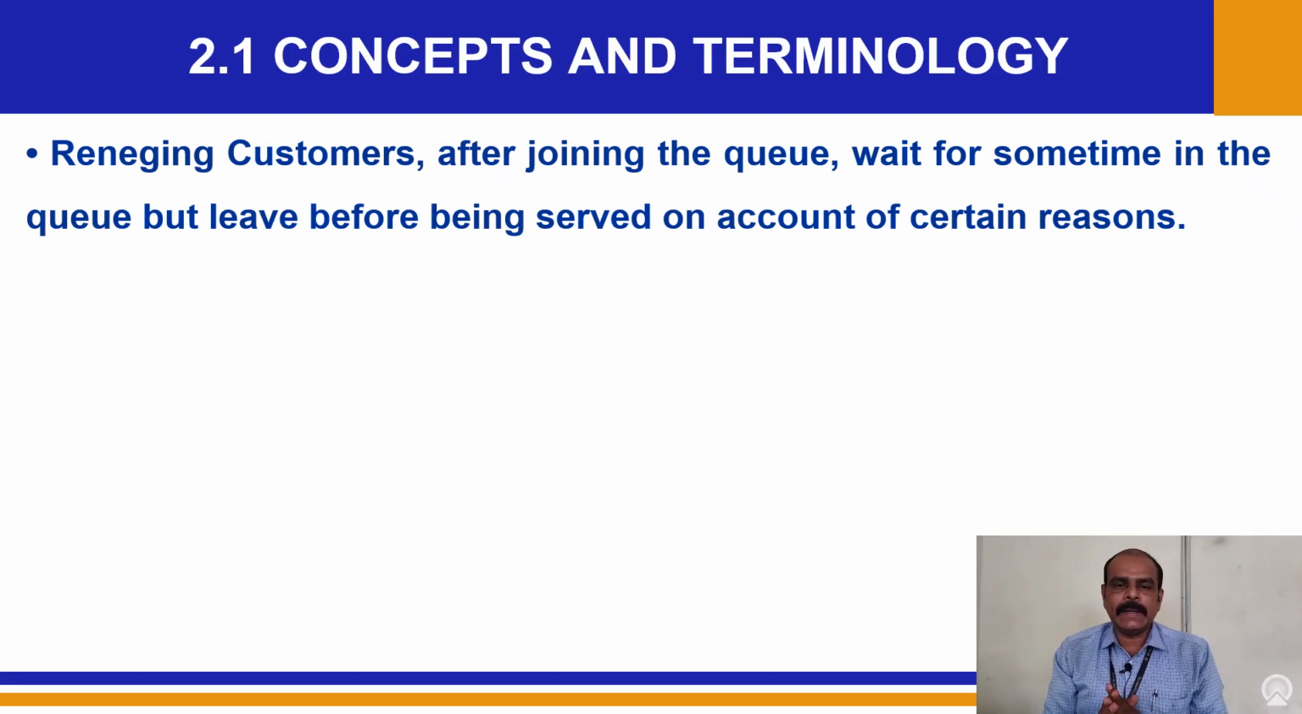Second case, reneging. What they do is they come, they get into the waiting line or the waiting area. But because of some reasons, they get frustrated and they just leave the queue as such.